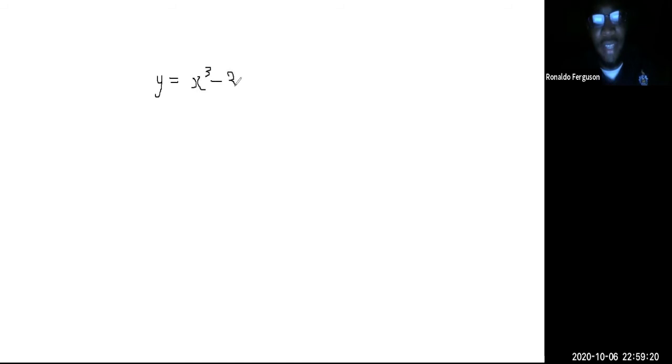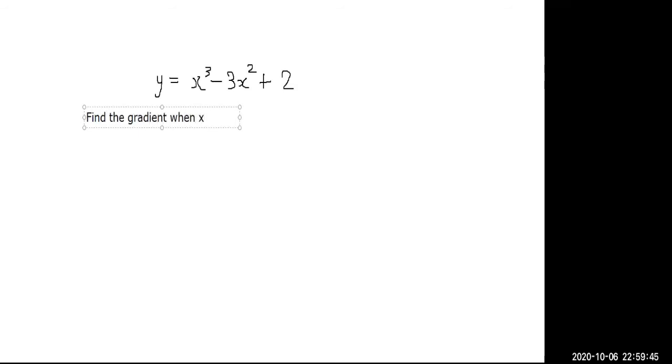So a typical question is, maybe they'd say, given y is equal to x cubed minus 3x squared plus 2, it might not necessarily be an appropriate curve, but I'm making this example off the top of my head. So let's say y is equal to x cubed minus 3x squared plus 2. They may ask you something like, find the gradient when x equal 1. That's one part of the question.